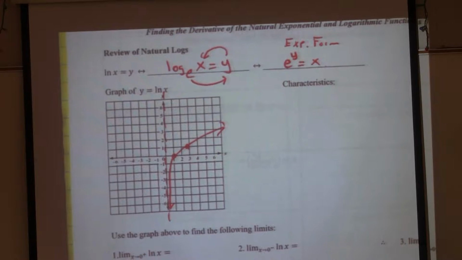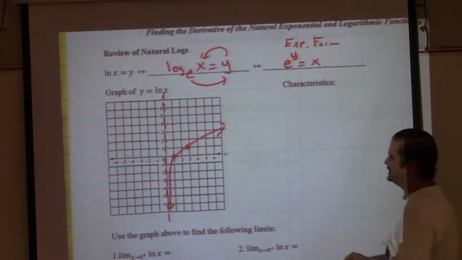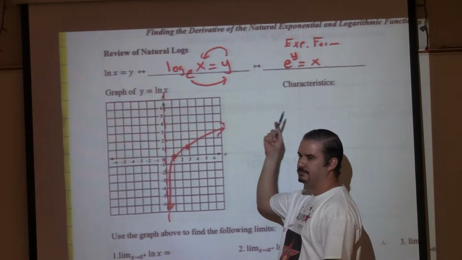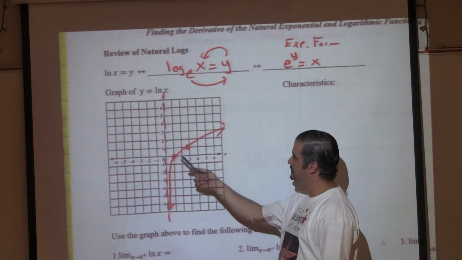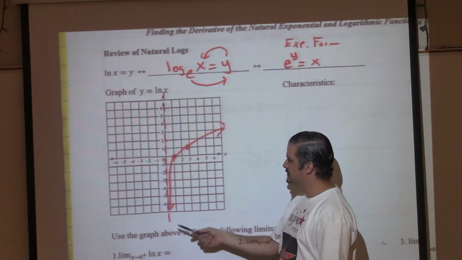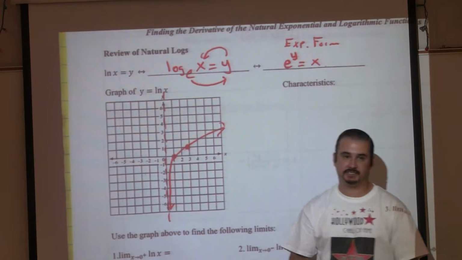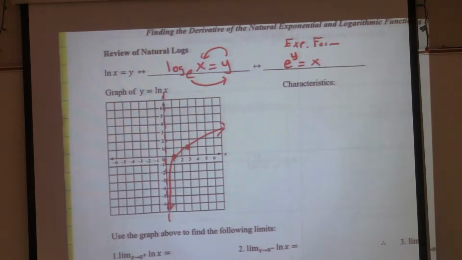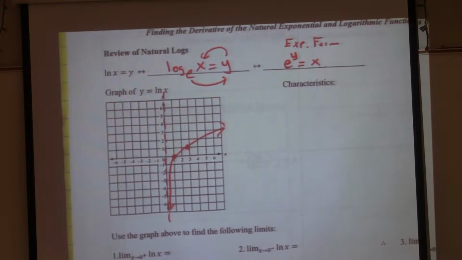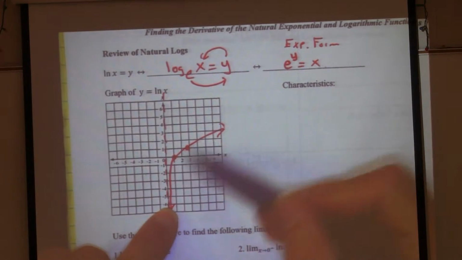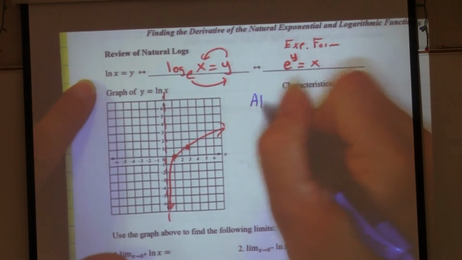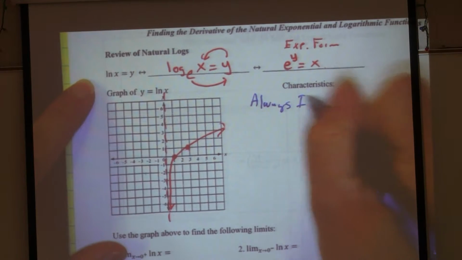Cool? So what are some characteristics that you notice about it? What's happening to the curve? What is its behavior? It's increasing. Those are the words that I need you to tell me, right? So it's increasing when? On all values greater than 0. So always, right? In its domain, it's always increasing. Let's write that down. So it's always increasing.